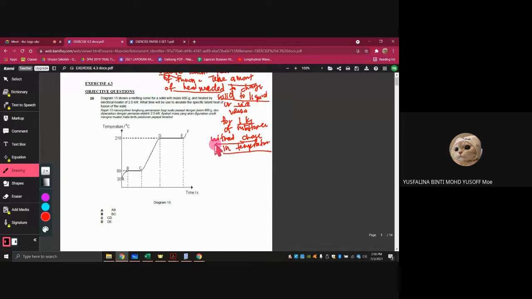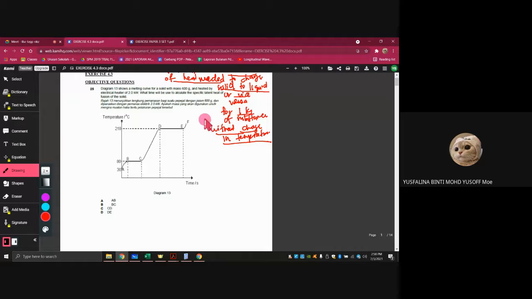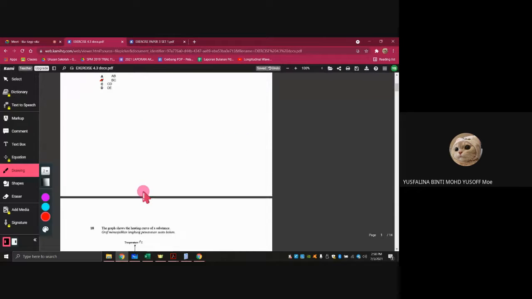For this one the answer is B, because this is specific latent heat of fusion. Fusion is solid to liquid. So solid to liquid at this phase. So the answer is B and C.